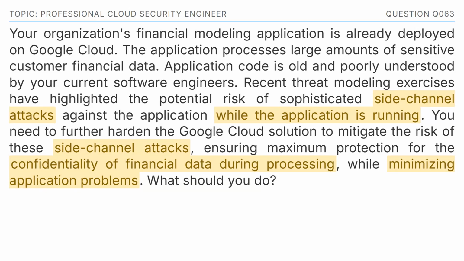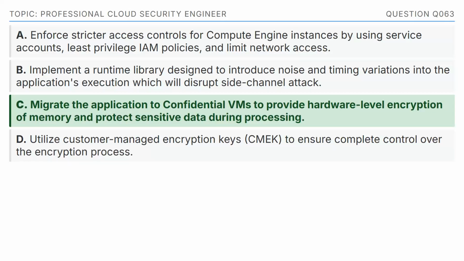To arrive at the correct answer, we focus on the keywords: side-channel attacks, while the application is running, confidentiality of financial data during processing, minimizing application problems. The correct answer is option C. Migrate the application to Confidential VMs to provide hardware-level encryption of memory and protect sensitive data during processing.